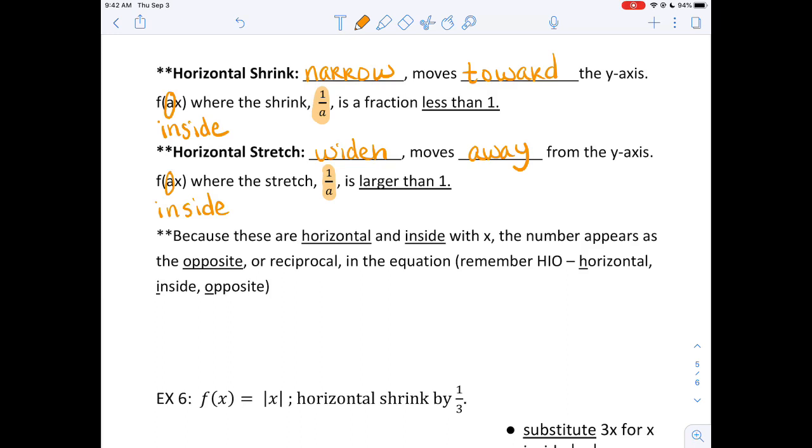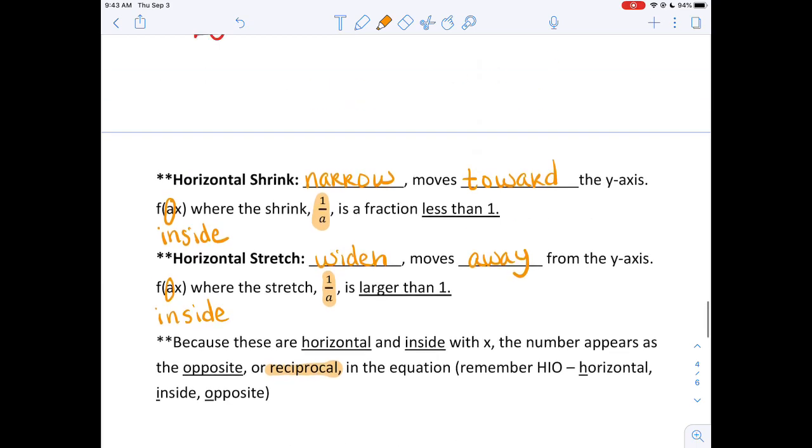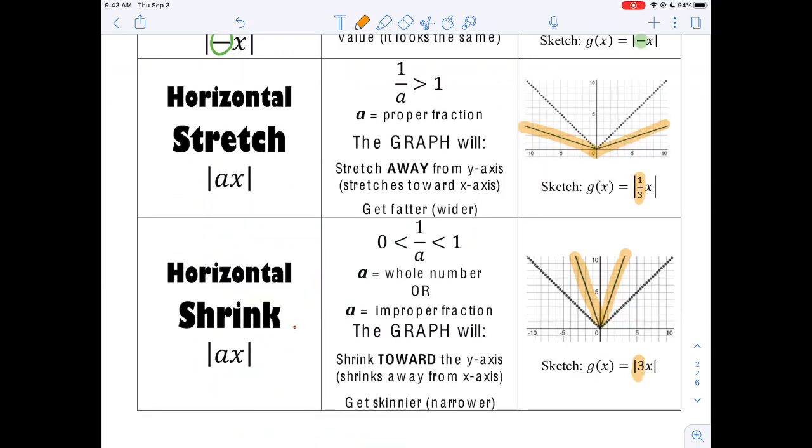So the very important thing to remember here is as soon as you see an equation with a number on the inside right in front of x, you need to, in your head, flip it over and do the reciprocal. The number appears as the opposite in the equation as what the actual transformation is, just like our shifts to the left and right. Let's go ahead and look at our quick reference guide and take a closer look at this.